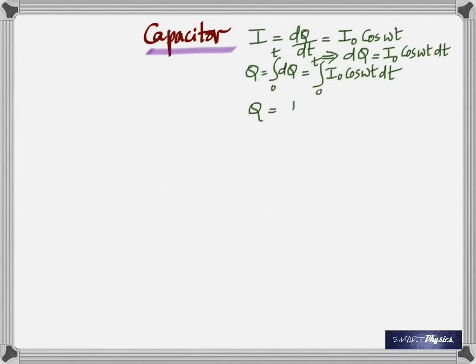Sine omega t by omega, isn't it? Okay. So you're going to have I naught by omega because of what I told you just now. So that's the voltage. The voltage across the capacitance is Q by C, isn't it? And we got the value for Q. Q is I naught by omega. So plug that in.